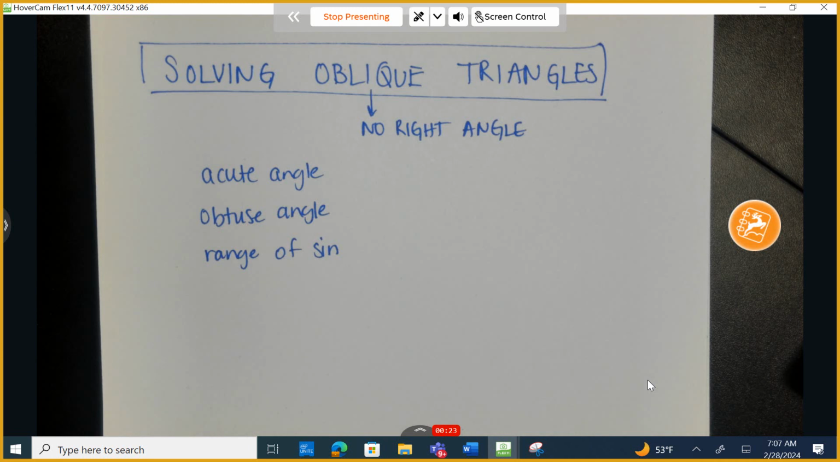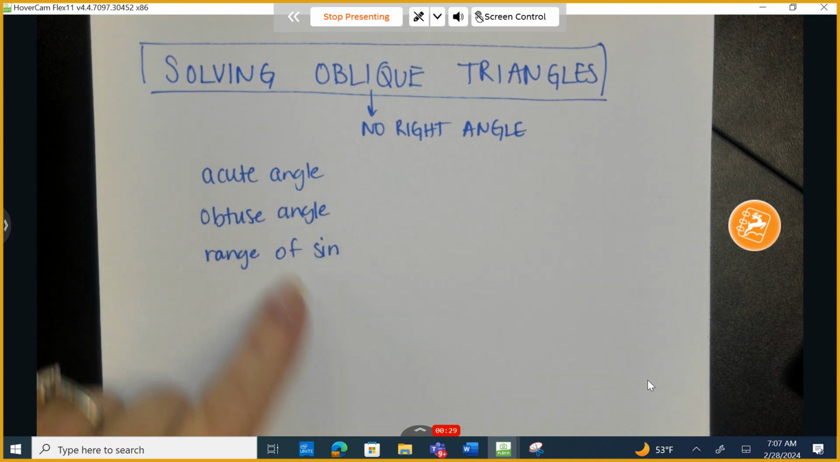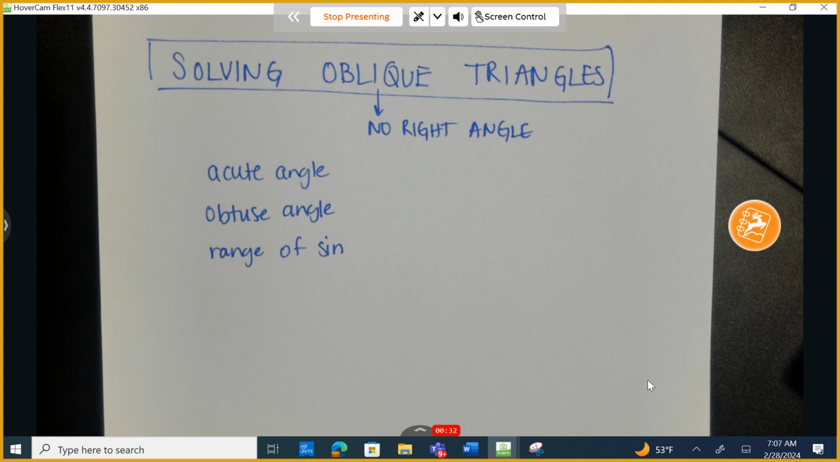And so today we're going to determine what 2 types of given information we can use to use the law of sine. So let's quickly review these. Turn to the person next to you. What does it mean to have an acute angle, an obtuse angle, and then we're going to talk about what is the range of the sine on the unit circle.